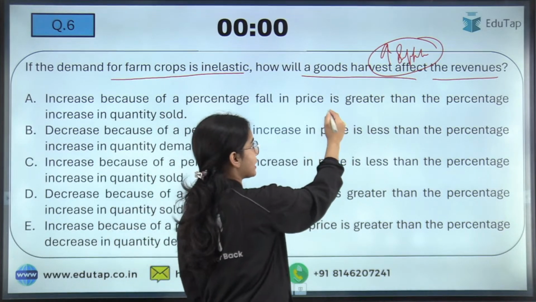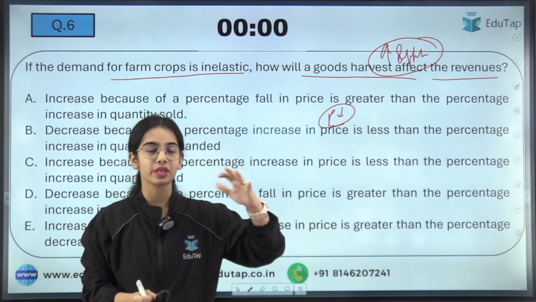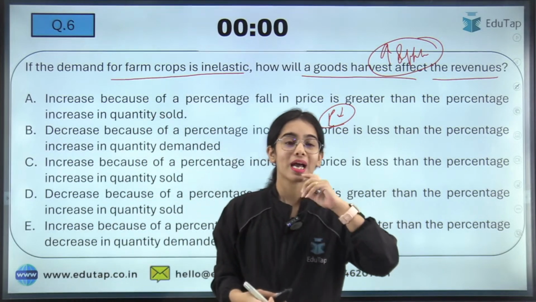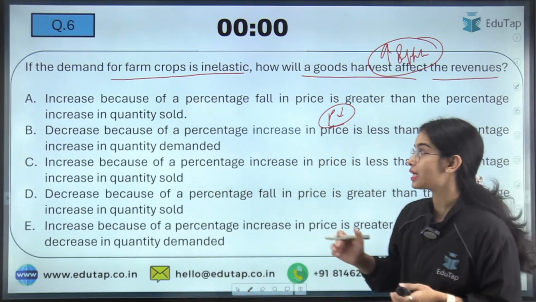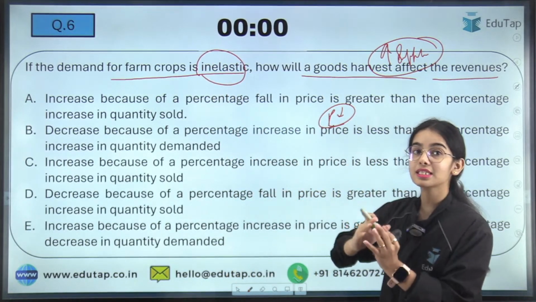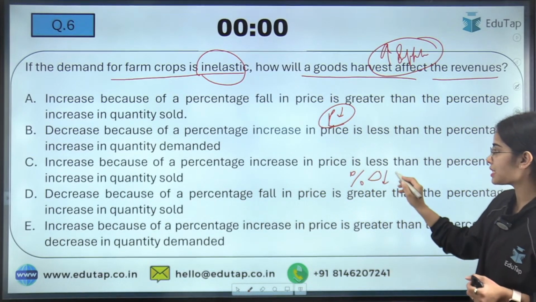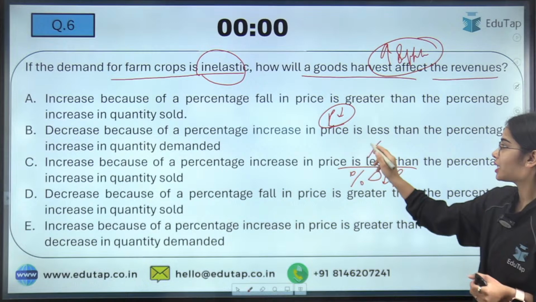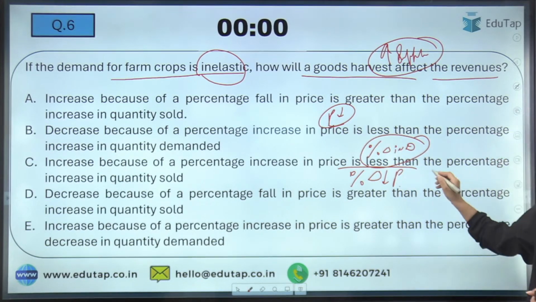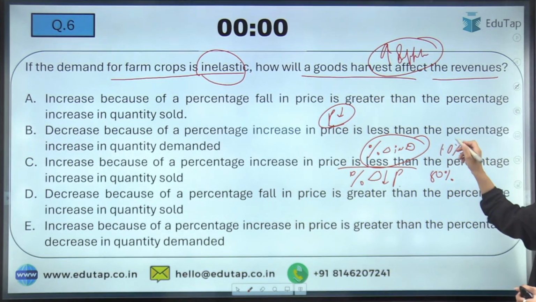Now as the prices are decreasing, because of the good harvest, the supply has increased, and the prices have decreased. So as the prices are decreasing, you can understand that here the demand for the farm good is inelastic. That means with a great percentage decrease in price, when the price is decreasing by a huge percentage, the demand is increasing by a very small percentage. Let's say price is decreasing by 50%, while the demand is only increasing by 10% or 2%.